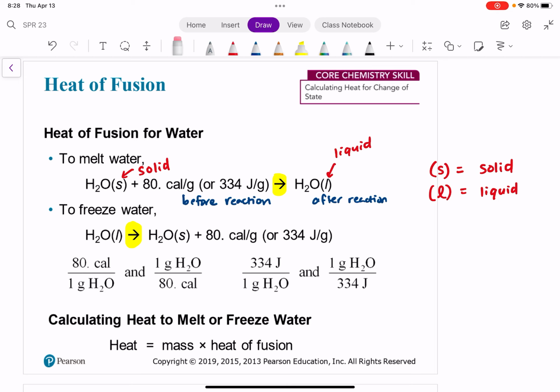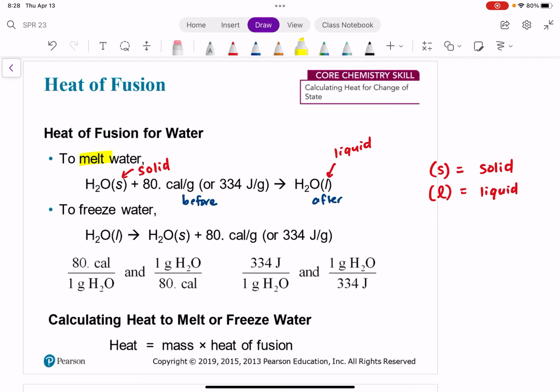Okay, so to melt water, let's just put before and after. To melt water, you start with solid water, right? And then you add in that much heat. So either 80 calories per gram or 334 joules per gram, right?